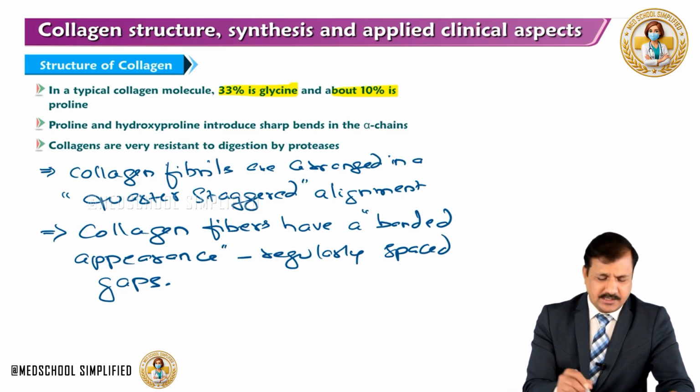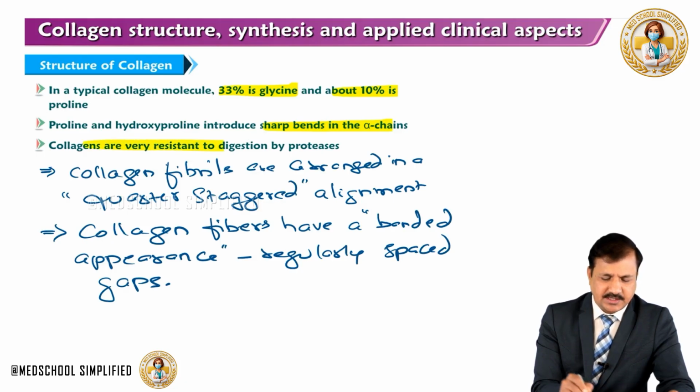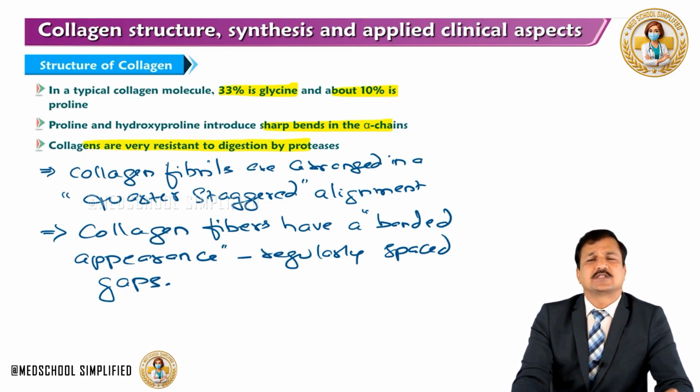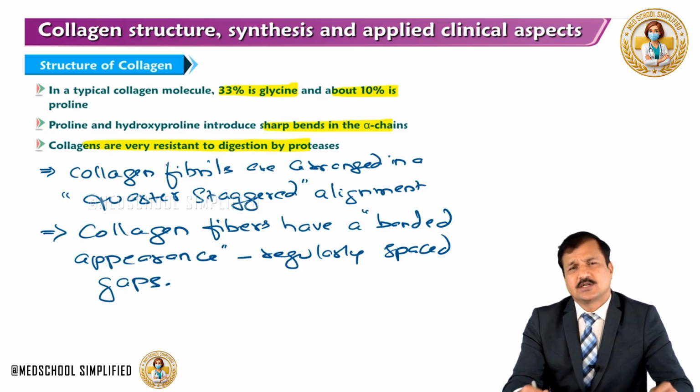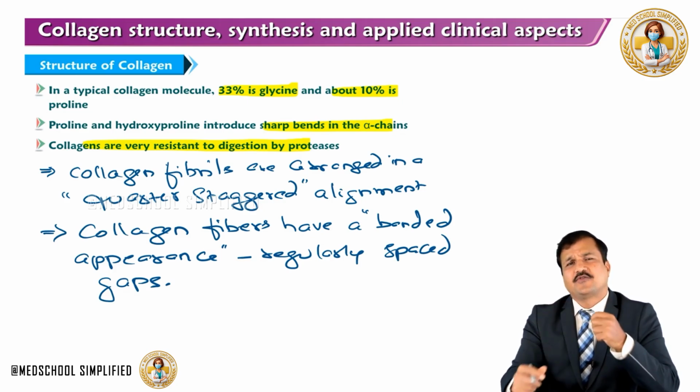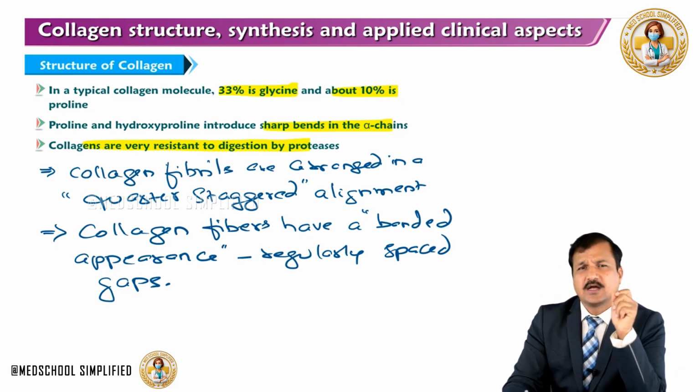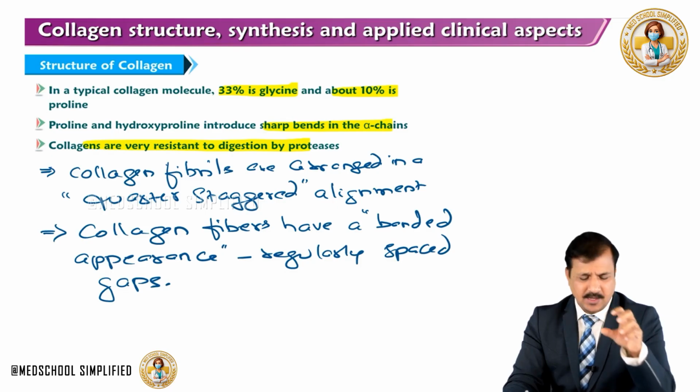Proline and hydroxyproline introduce sharp bends in the alpha chain, and collagen is very resistant to digestion by proteases, because the peptide bonds linking one amino acid with the other are made inaccessible by the alpha helical formation and the twisting of the alpha helical chains in a right-handed triple helix. Proteases cannot break them. That's why collagen is very resistant to digestion by proteases.